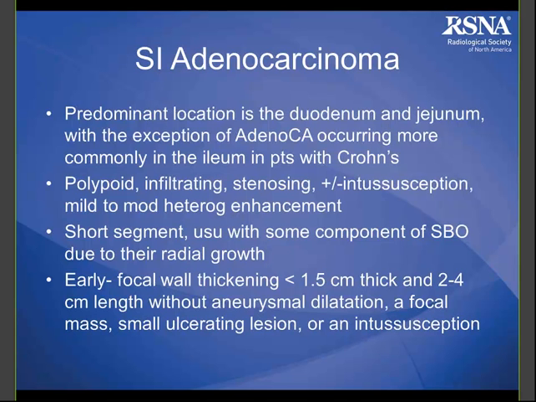Polypoid, infiltrating, stenosing, may or may not be associated with intussusception, and mild to moderate heterogeneous enhancement are kind of common presentations. Short segment, usually with some component of SBO, because there's a pretty impressive, oftentimes desmoplastic reaction. Even small lesions can lead to significant obstruction. And early focal wall thickening, less than 1.5 cm thickness and 2 to 4 centimeter length without aneurysmal dilation. That's important because with lymphomas, we tend to see more aneurysmal dilation of the bowel. A focal mass or small ulcerating lesion, or maybe even an intussusception associated as a lead point.